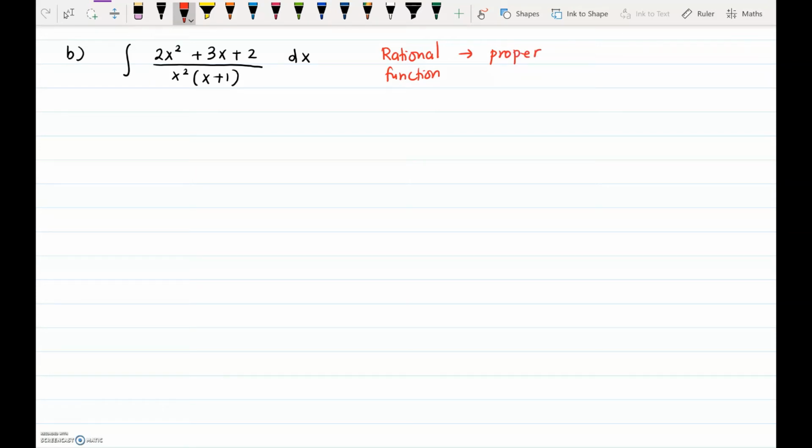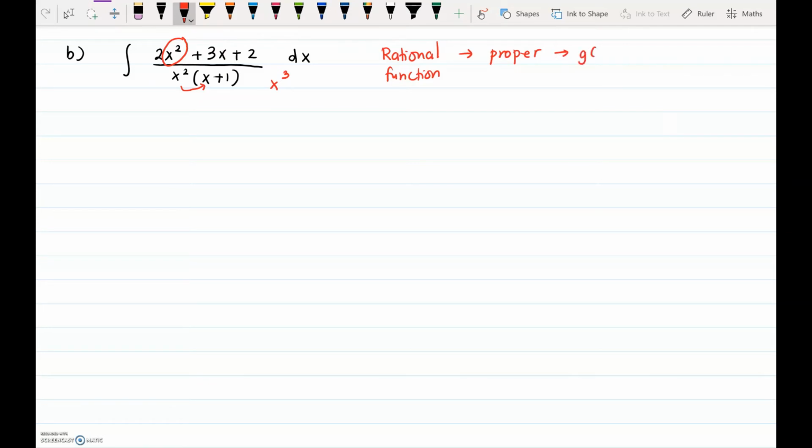So be careful, class. The highest power of x in the numerator is x squared, and the highest power of x in the denominator is x to the power 3. That is, when you expand, it will be x to the power 3. So be careful when you identify your function. Alright, and then continue for a proper rational function.